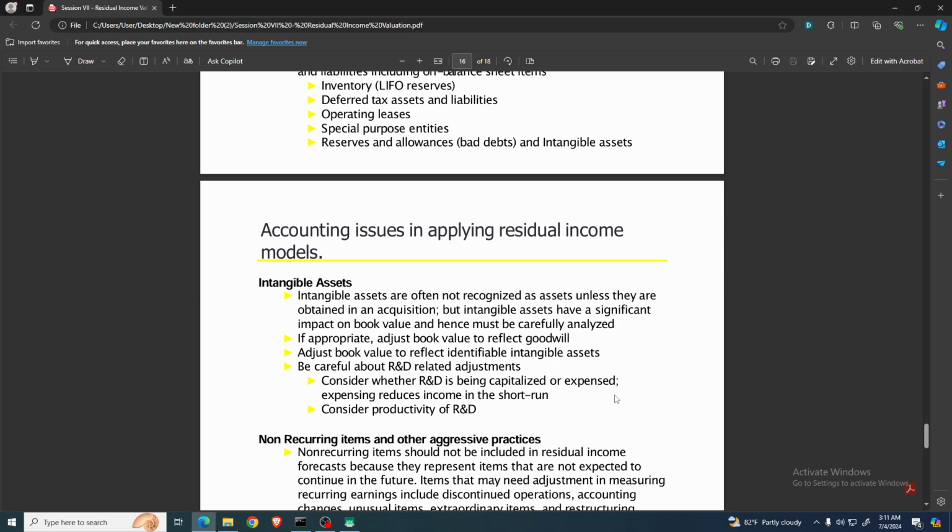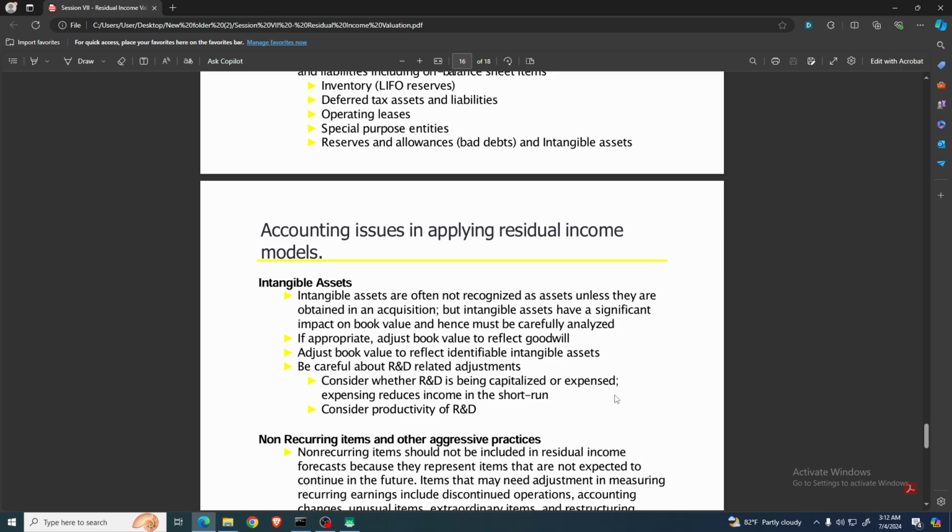So you need to carefully consider whether research and development is being capitalized or expensed. Capitalizing research and development can inflate book value and affect income in the short term. So this should be adjusted accordingly to reflect the true economic impact.